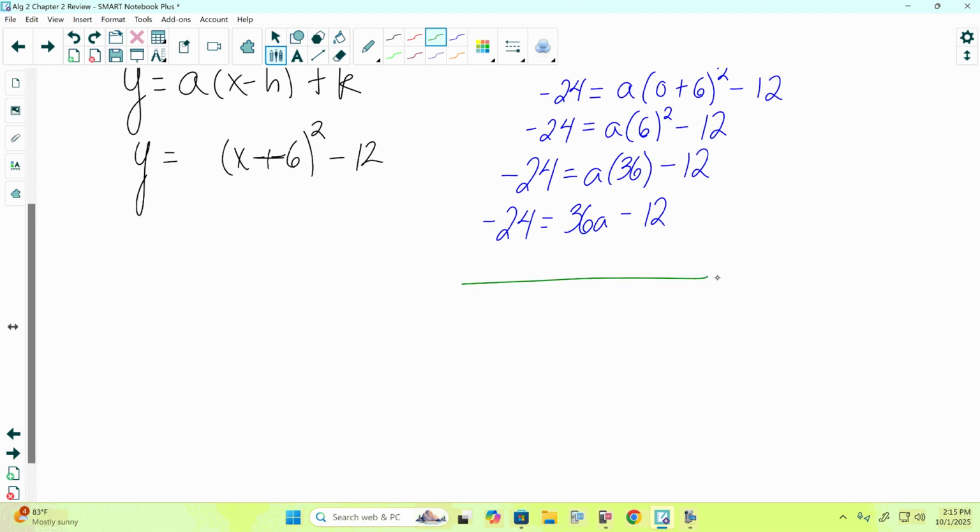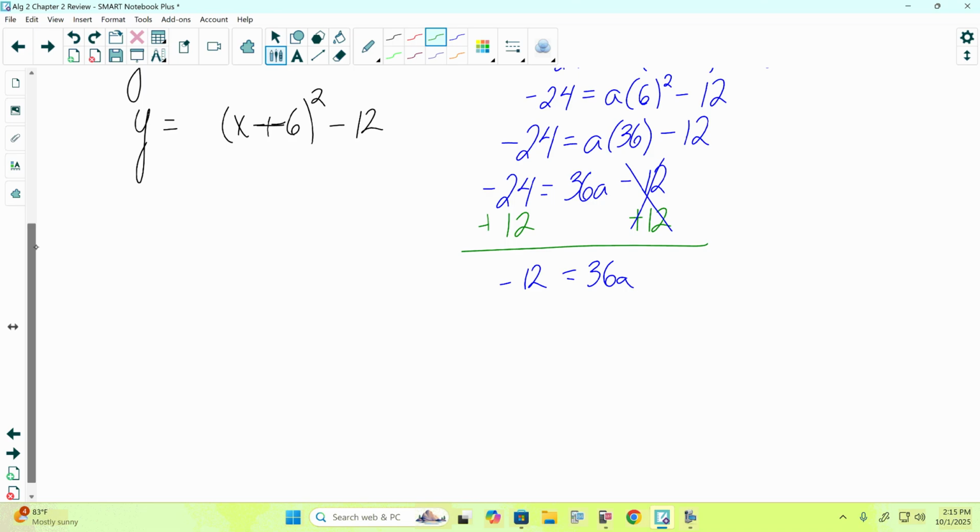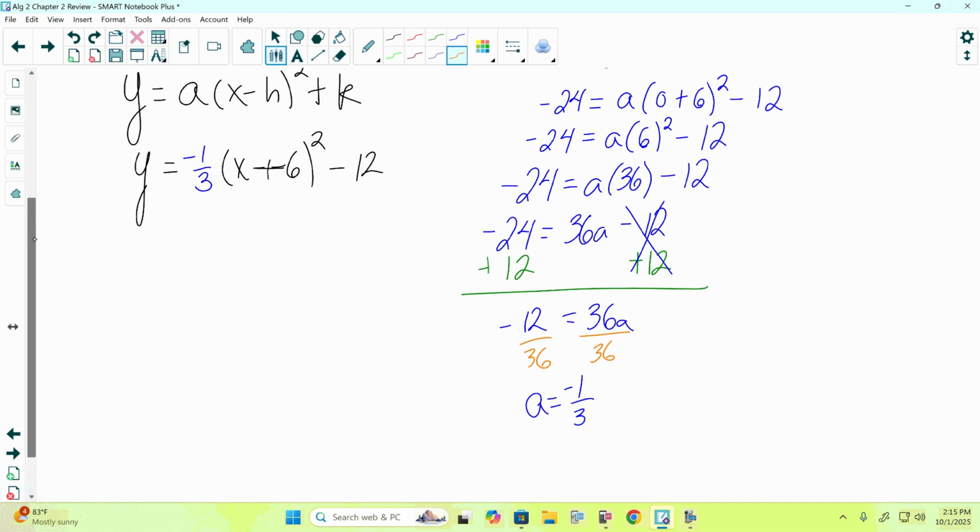So the next thing we can do for solving for a is to move the negative 12 to the other side by adding it to both sides. Negative 24 plus 12 is going to be negative 12. Last thing we can do to get a by itself is to divide both sides by 36. And by doing that, negative 12 over 36, we can plug that in the calculator. It will tell us it is negative 1/3. If we can write it as a fraction, it's going to be nicer to keep it as a fraction for these here.